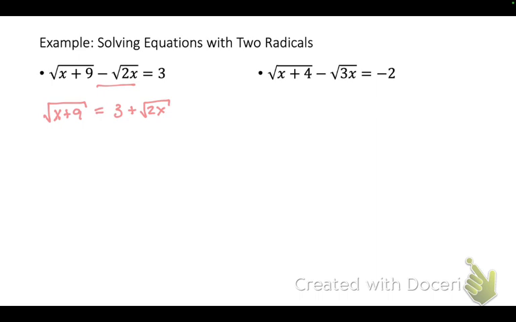So, do I have the square roots on both sides now? Yes. Okay, so probably should do what to both sides? Square it. So the left side's pretty easy. I get x plus 9, yes? X plus 9 equals. Now we have to FOIL, and we have to do it right. Okay? So it's going to be 9.